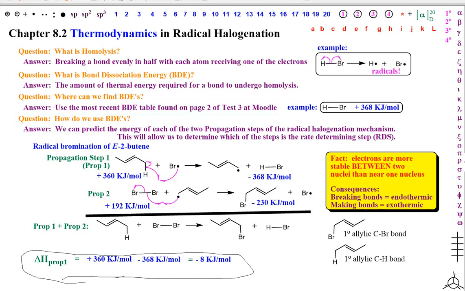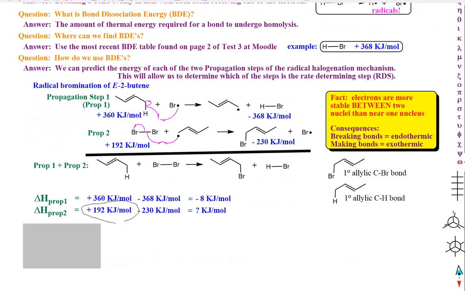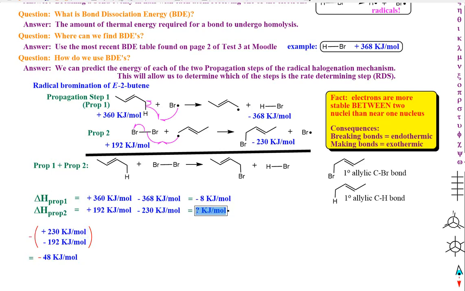Same thing for prop 2. I'll get the numbers down here. Positive 192 was for breaking BR. Negative 230 for making a primary allylic CBr. And if you're like me and you're trying to subtract a larger number from a smaller number, I have trouble without a calculator, and you're not allowed to use a calculator in this class. So what I do is I flip the signs of each one, put the big one on top, small one underneath, subtract. Remember, your answer has the wrong sign, so multiply everything by -1. You get negative 48 kilojoules per mole.